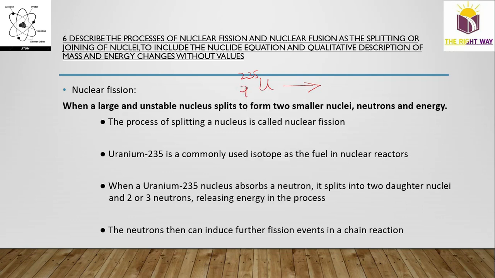Uranium-235, with atomic number 92, decays to form barium-141 with atomic number 56, plus krypton-92 with atomic number 36, plus 3 neutrons, and we bombard it with 1 neutron. Uranium, which is also used as a fuel in nuclear reactors, when bombarded with a neutron, decays to form barium and krypton. It splits into two smaller nuclei. These are also called daughter nuclei.